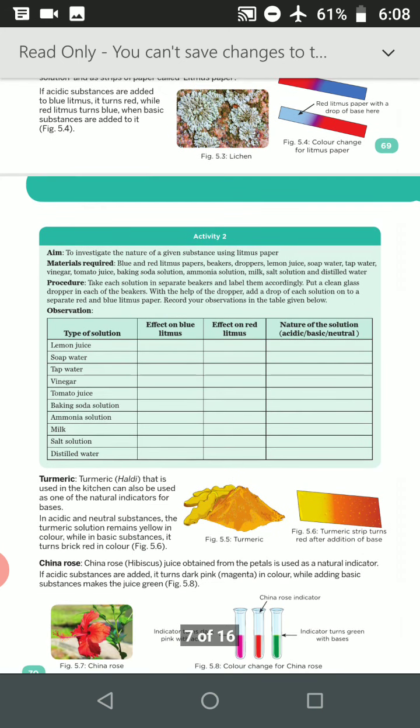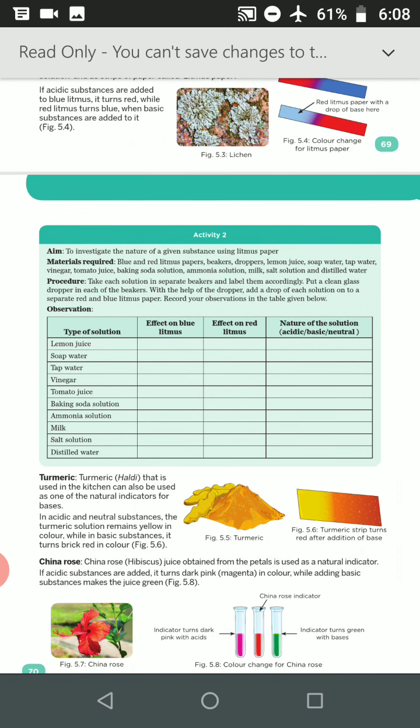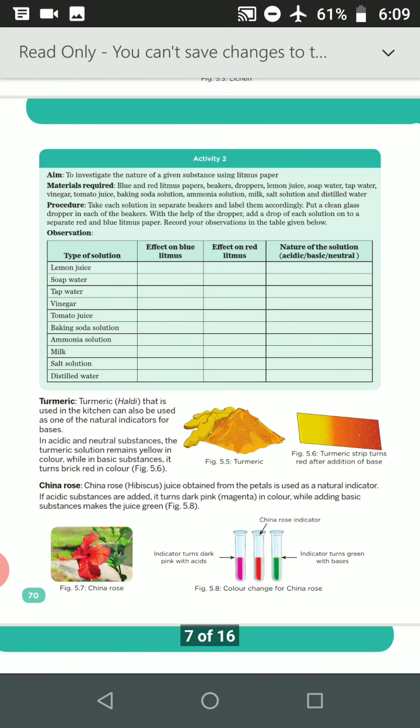Next, turmeric. This activity which is given in the book, we have to do in the lab. Turmeric is also called haldi. As we know, it is used in the kitchen, and it is also one of the indicators. In acidic solution and neutral solution, the turmeric remains yellow, whereas in basic solution it changes into red color. In this way we can test whether the given solution is basic or not.